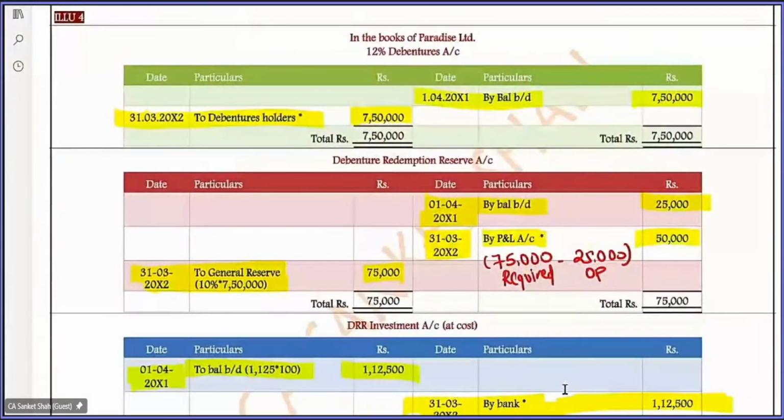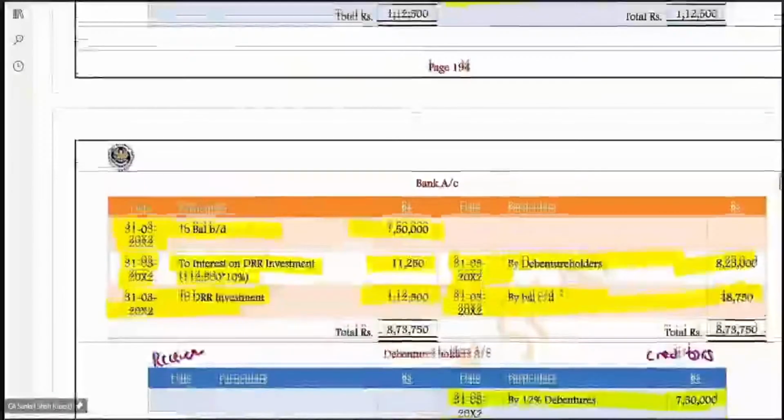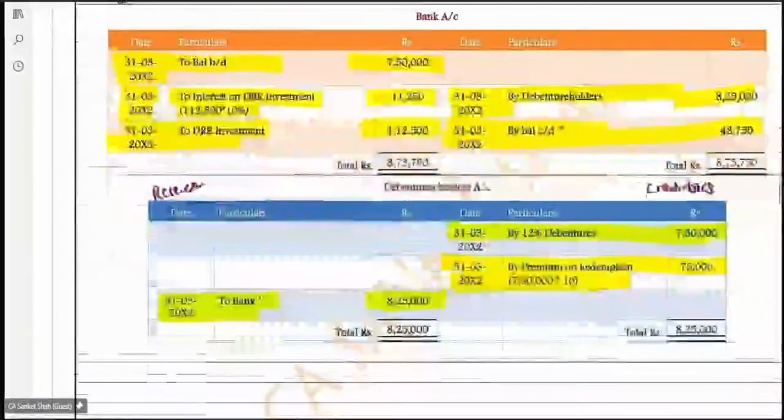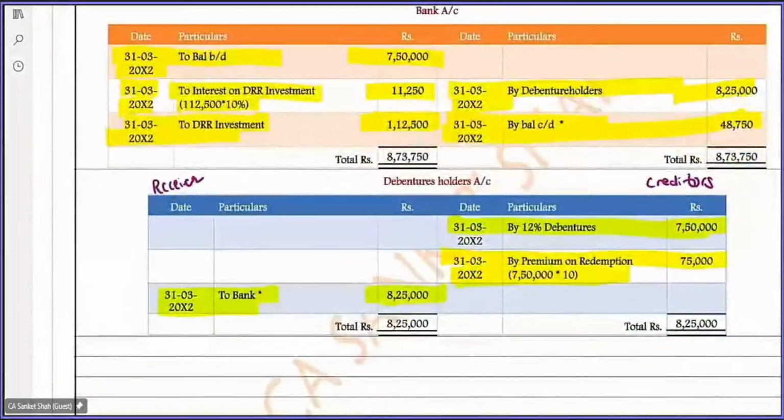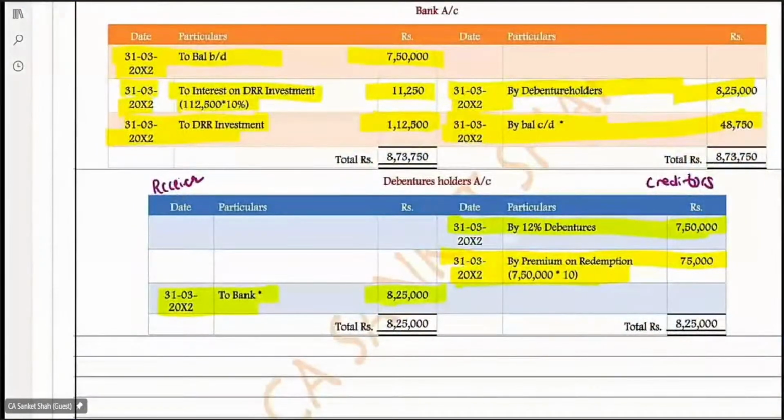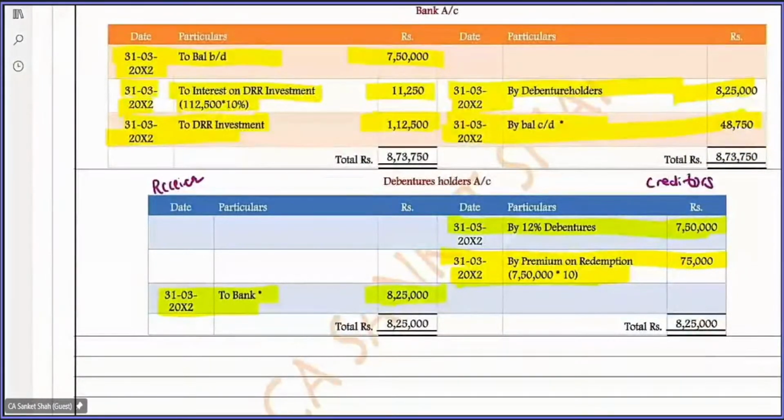Beta, interest is already paid. Puneet, good question beta. What about interest? Interest is already paid. We will assume interest is already paid. You understood beta my way of thinking? Yes, good question Puneet. Interest का क्या? On debentures, interest on debentures we already paid beta. We will assume that. Very good question by Puneet.